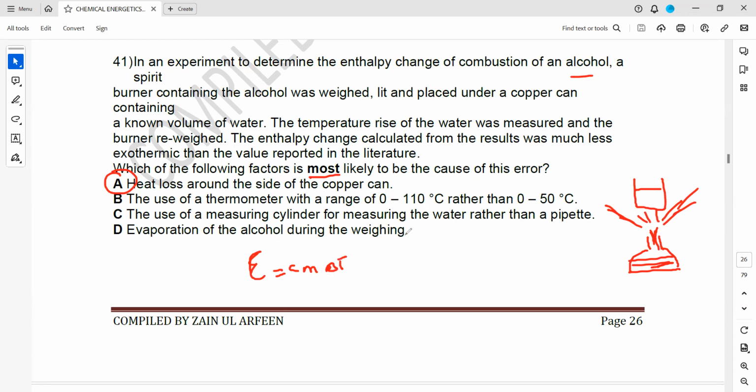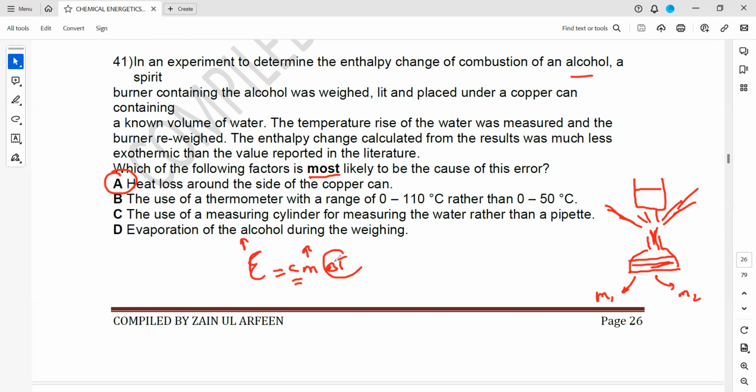So the idea is that what we did was measure the mass of a spirit burner and alcohol before and after. If we have a greater difference in the mass, we will get a greater enthalpy. Evaporation of alcohol during weighing will increase the change in the mass. As a result, if we have a greater change in mass, the enthalpy change should be higher. But we are getting a smaller enthalpy change.